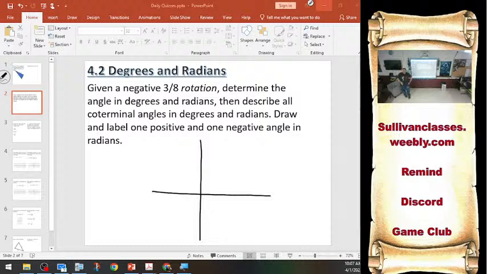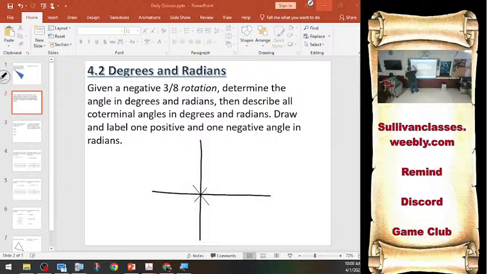Normal coordinate plane. If I put a circle on that, how many sections is it broken up into? So if I want eighths of a rotation, what is each of those sections worth in degrees and radians? Pi over 4, and it is 45 degrees, yes.